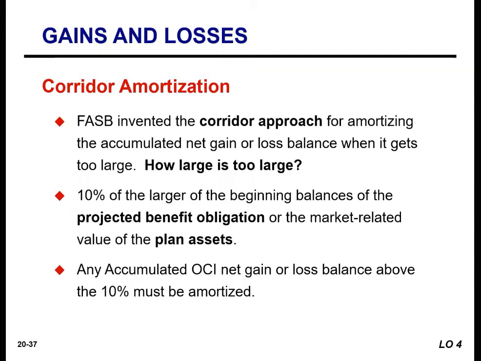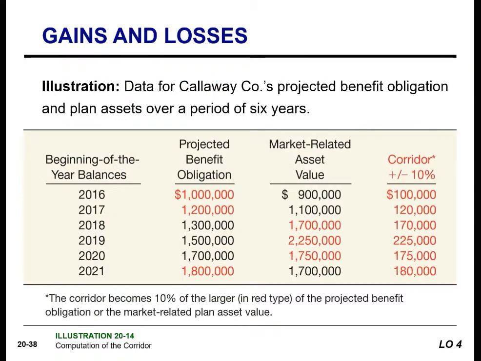So let's look at gains and losses. Here we have some data for Callaway Company's projected benefit obligation and their plan assets over a period of 6 years. So they had a projected benefit obligation of $1 million and market-related asset values of $900,000. That gives them the plus or minus corridor of $100,000 because the larger one is the projected benefit obligation and it's 10% of that.